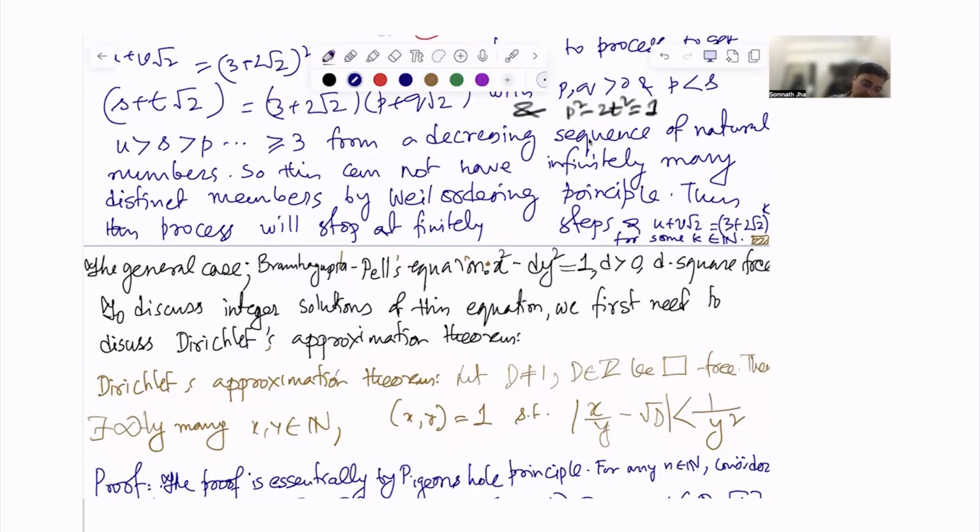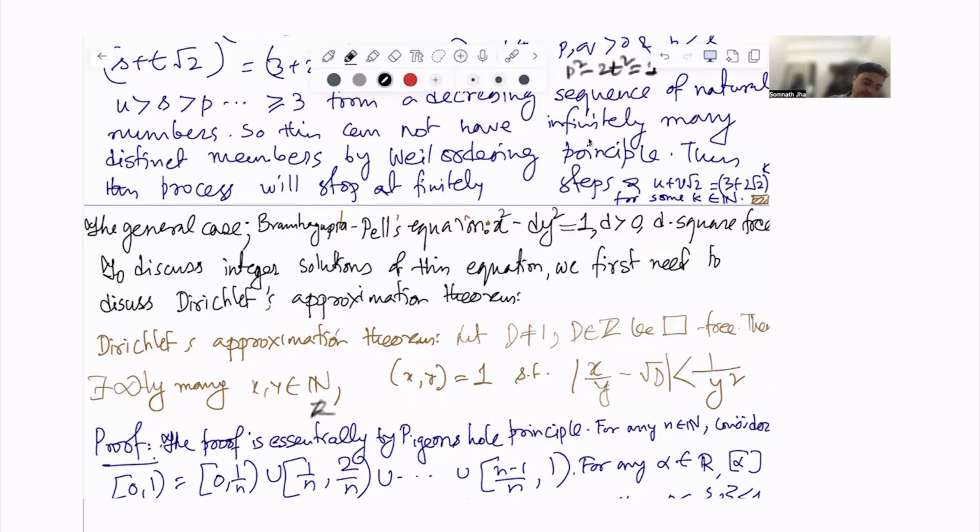One sometimes states this over Z, but you can actually choose it over N. It doesn't matter. So what it says is: since d is square free, root d is an irrational number, and this irrational number can be very closely approximated by rational numbers x by y. This approximation is very close because there are infinitely many y, and 1 by y square becomes quite small, so there's a close approximation.